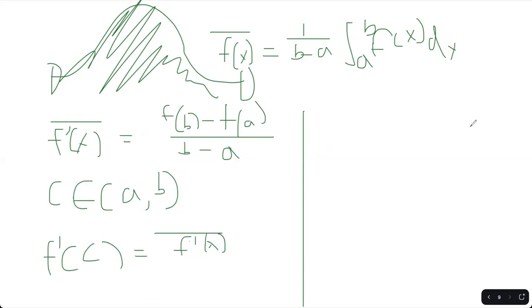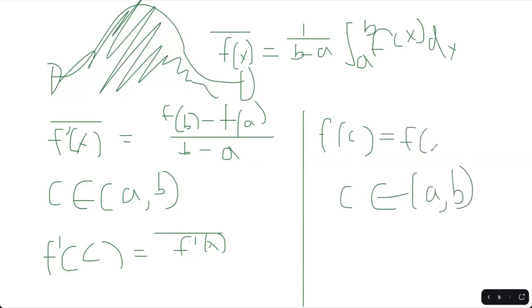Then there's the mean value theorem for integrals, which says that if f of x is continuous on the closed interval a comma b, then again, the mean value is this. There exists some f of c where c belongs to a b, the open interval, such that this is equal to the average value.